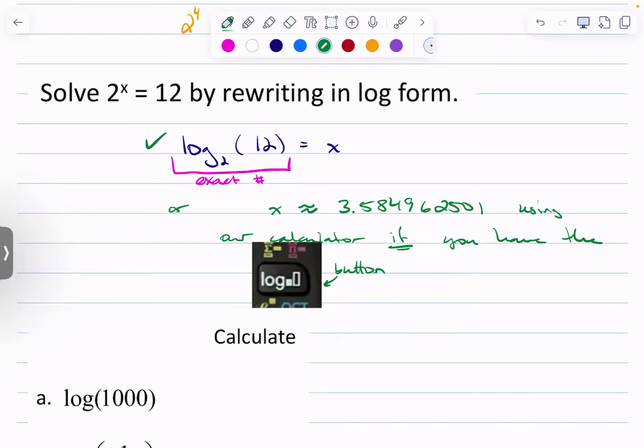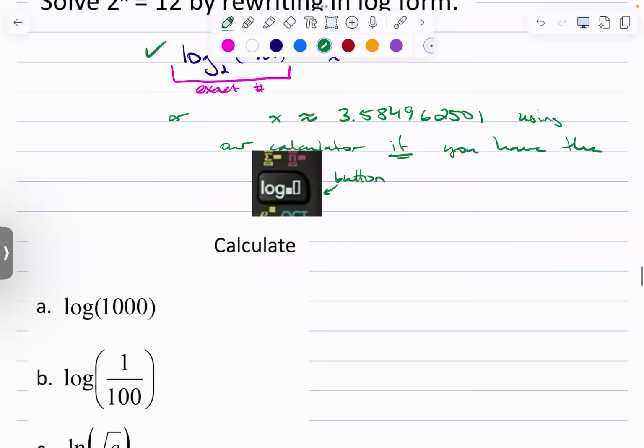I'll have to make a note for the test that not everyone has the log base anything button, which is totally fine. I just need to remember that. So, and I'll avoid it. I'll just use common logs or natural logs.